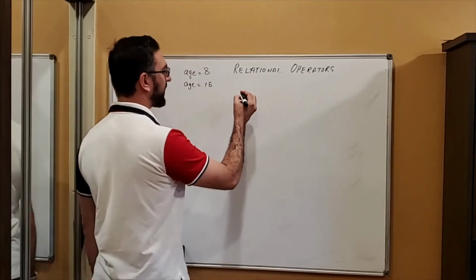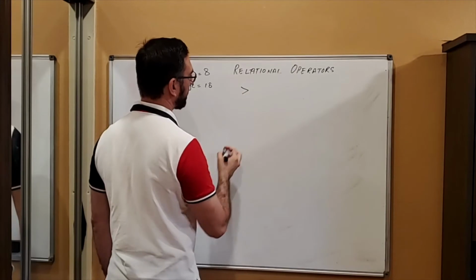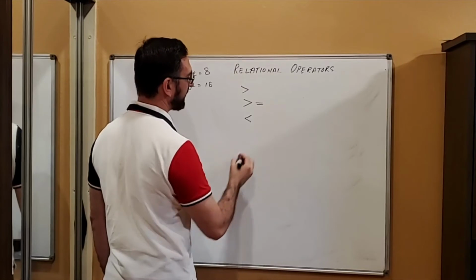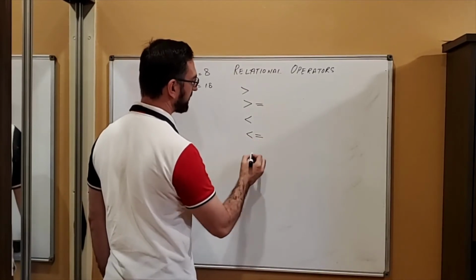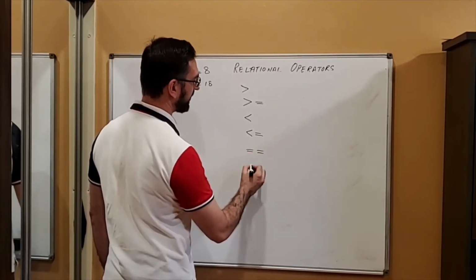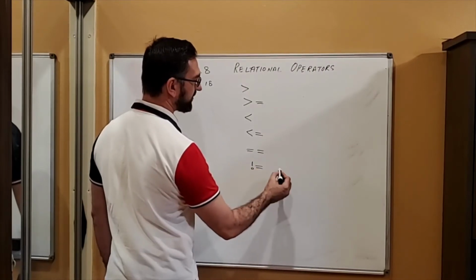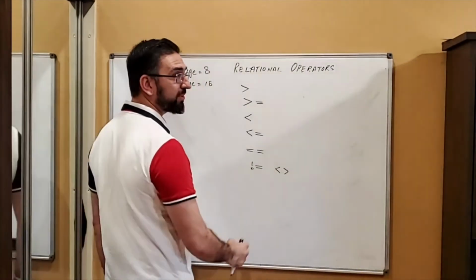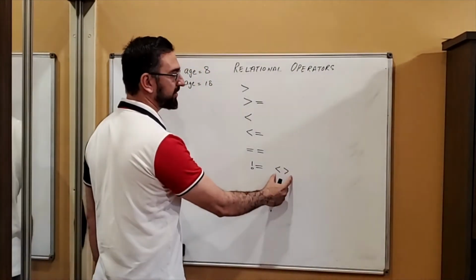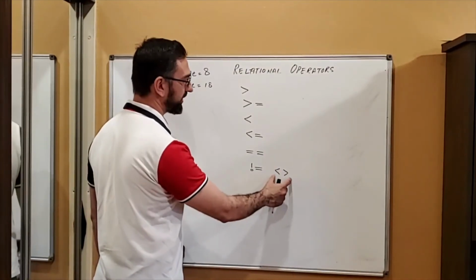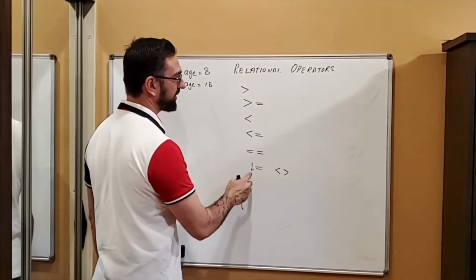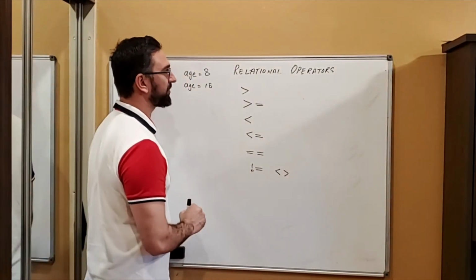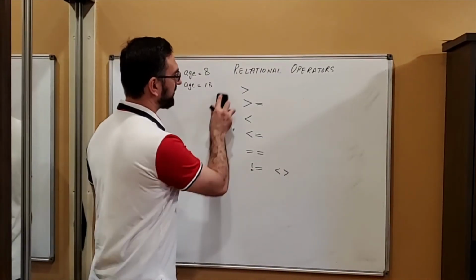To recap, we have the greater than relational operator, greater than or equal to, less than, less than or equal to, equal to, and not equal to. Sometimes not equal to is also represented as this. So depending on the programming language, you may encounter this symbol that means not equal to, okay? But in Python, this exclamation mark equal to is used for representing the not equal to operator, okay? So these are all the relational operators.